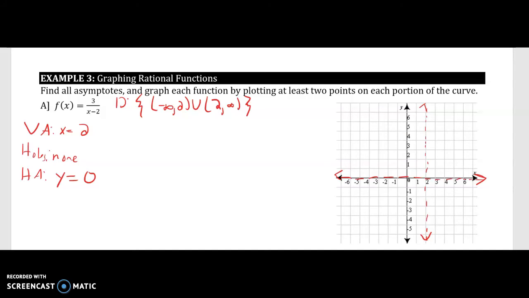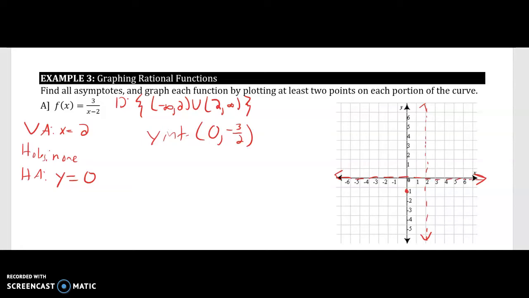Some easy points to pick are to find the y-intercept. So if you plug in 0 for x, you get negative 3 over 3. Plug in 0 here, you get 3 over negative 2, which is that. 0, negative 3 over 2 goes here. So that kind of tells me this part of the graph's down here. The other part is either up here or over there.